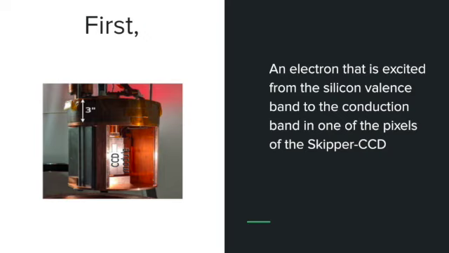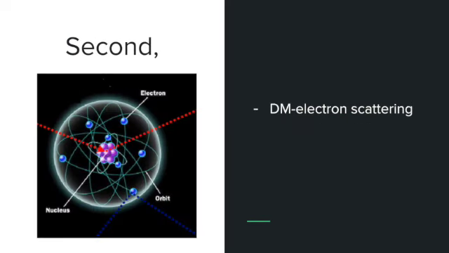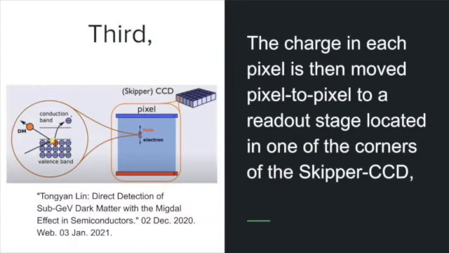First, as I mentioned, an electron is excited from the silicon valence band to the conduction band in one of the pixels of the skipper CCD. After the electron is excited, in the CCD module, dark matter and electron scattering occurs. Later, the charge in each pixel is then moved pixel to pixel to a readout stage located in one of the corners of the skipper CCD.